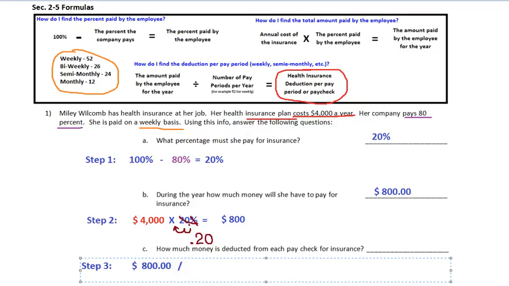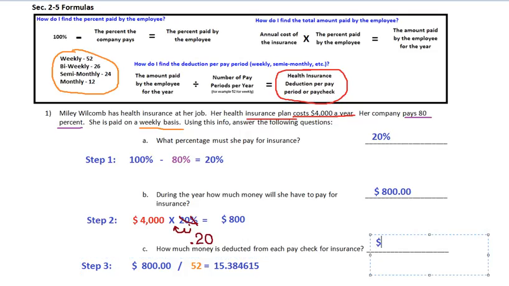Well, we know that Miley is paid weekly. There we go, 52. So since she is paid weekly, we type in 52, and then that's what we are going to divide. And we get a big doozy of a number. Not necessarily a large number, just has a lot of numbers in it. Well, that's what we get for our answer.